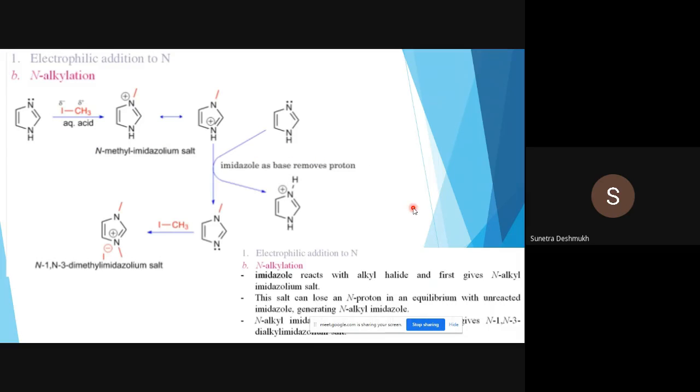Electrophilic addition to nitrogen, N-alkylation. We have seen the same reaction with pyrazole. The free lone pair attacks and reacts with the methyl group, and N-alkylation is possible with positive charge, giving the methyl imidazolium salt, and we can show the tautomers in this way. Another molecule of imidazole abstracts a proton, and we can get the free N-alkyl imidazole. With methyl iodide, the same molecule can also give dialkylation.